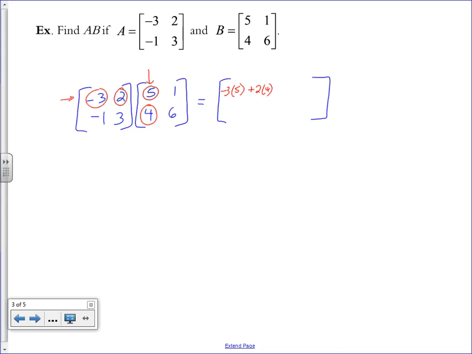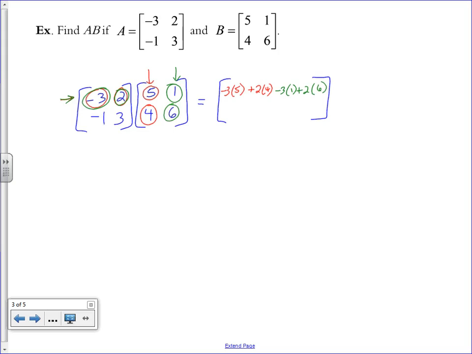I'm going to continue by doing the same row. I'm going to use the first row again, but this time multiply it by the second column of the second matrix. So I'm going to take that -3 again, this time multiply it by 1. -3 times 1. Go through the row, I'm going to do 2 times 6. And there's the next element of my answer matrix.